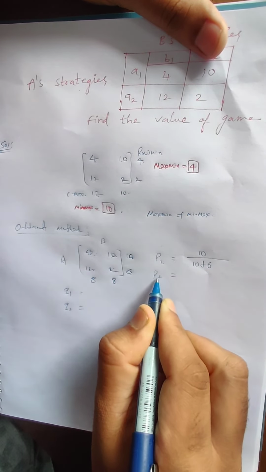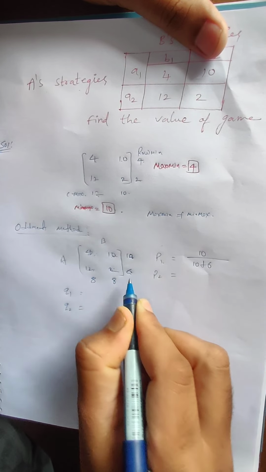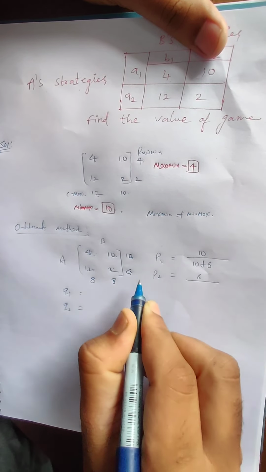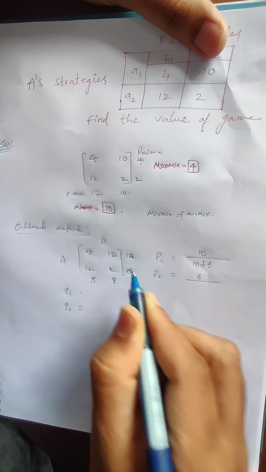And coming to the probability of P2, you consider the second oddment and write it in the numerator, divided by the summation of both oddments, that is 6 plus 10.